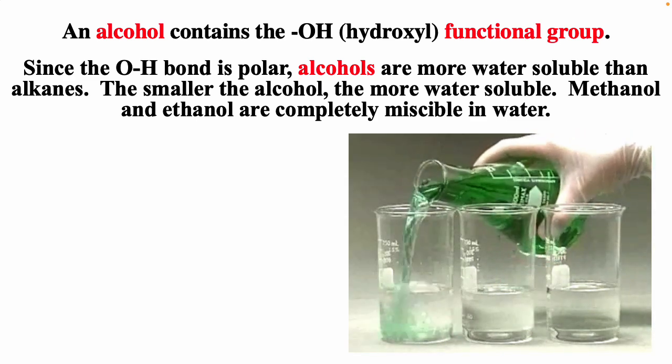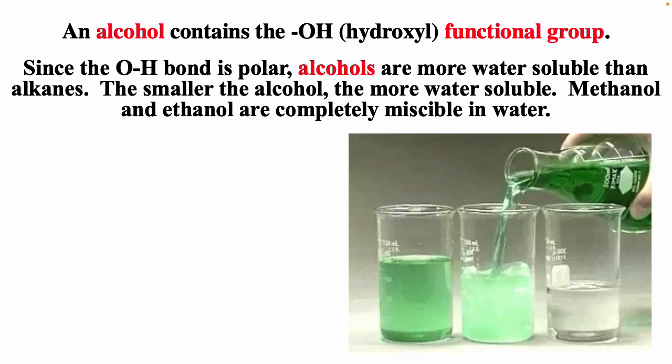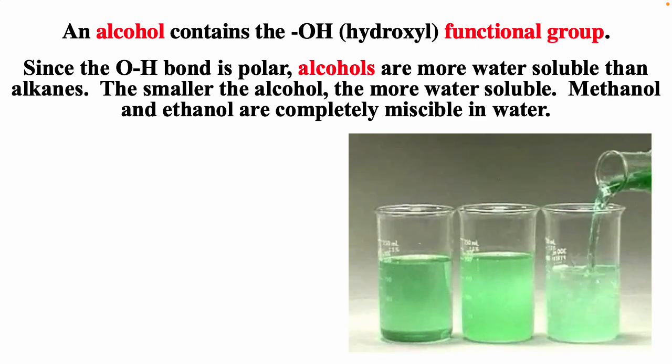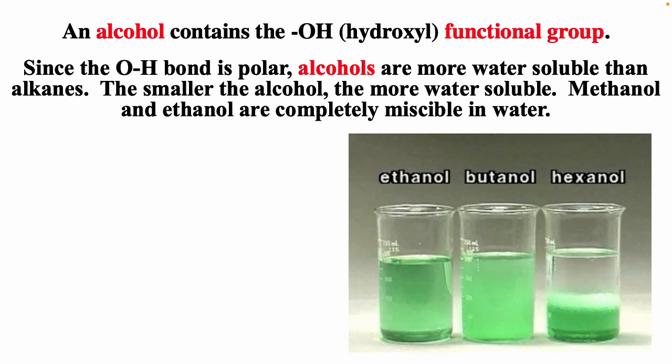Colored water is added to ethanol, butanol, and hexanol. Water is miscible in ethanol, but not in butanol and hexanol. Butanol has a shorter carbon chain and is less hydrophobic than hexanol. This causes butanol and water to separate more slowly.